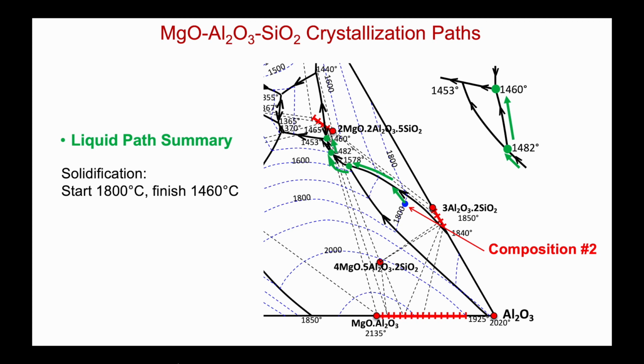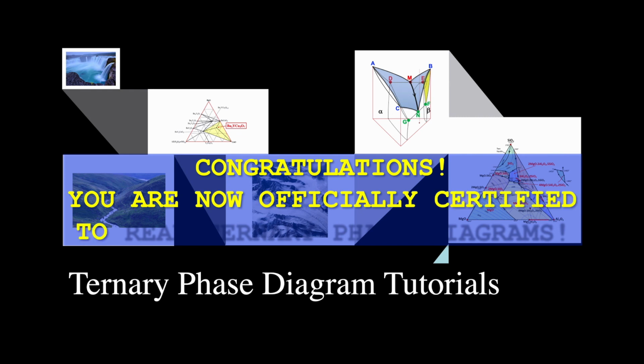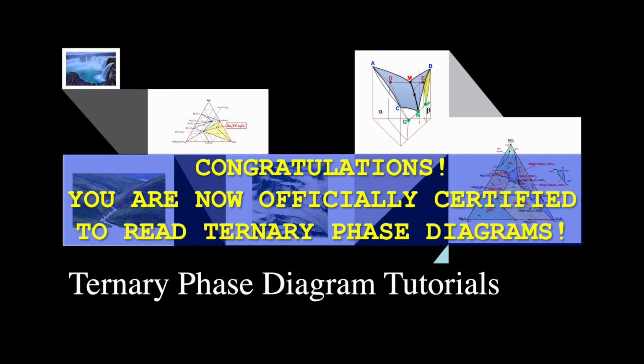So as I mentioned, the path is a little bit more tortuous than the previous example, but I hope this shows you that if you're careful identifying the phases, using the tie triangles, using the four-phase constructs to look at the coexisting phases for the invariants, you can follow the right path. Well, that's it. That's the end of our ternary phase diagram tutorials. So congratulations. If you've made it all the way through, you are now officially certified to read any complex ternary phase diagram you encounter. Good luck.